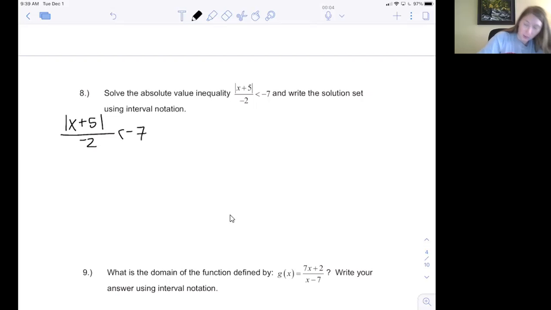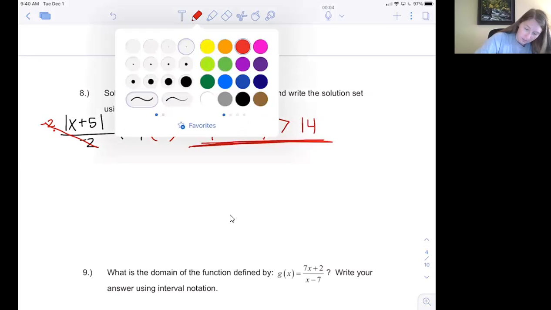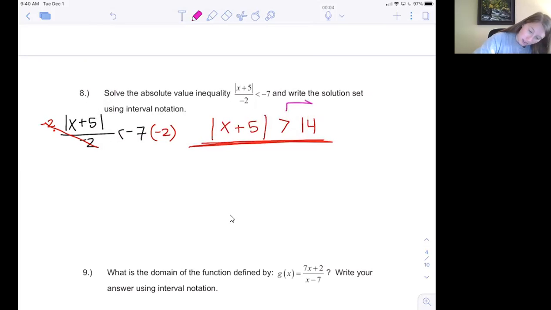If you remember, when we're dealing with square roots, we have to do the same thing. So to get rid of that -2, the absolute value is being multiplied by -2, which means I'm going to divide by -2. And since I divide by a negative, I have to flip the sign. So my new equation is going to be the absolute value of x plus 5 greater than 14. This right here is what I'm trying to solve. And because this is greater than, it's going to be an "or". Okay, that's important.